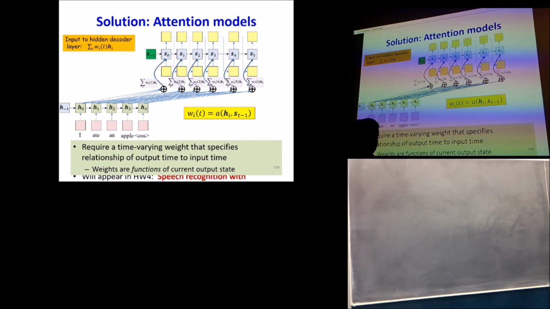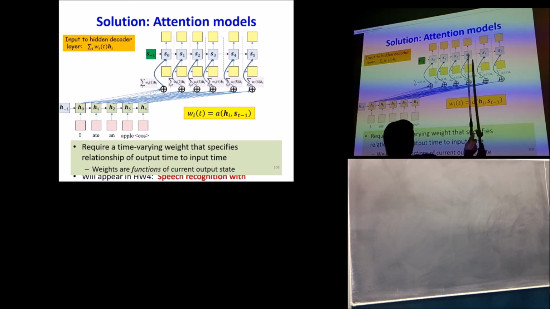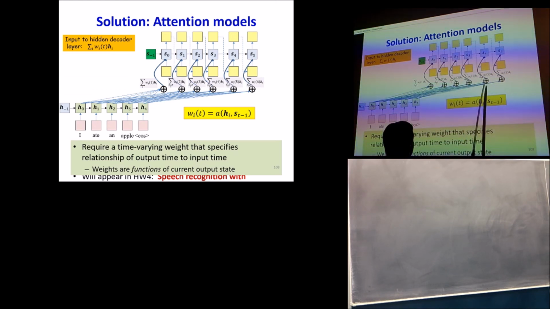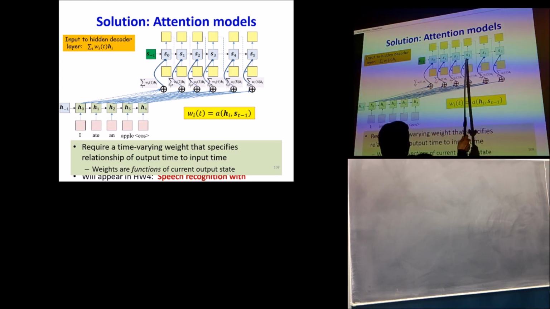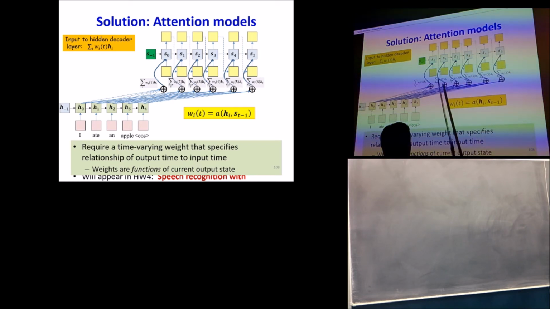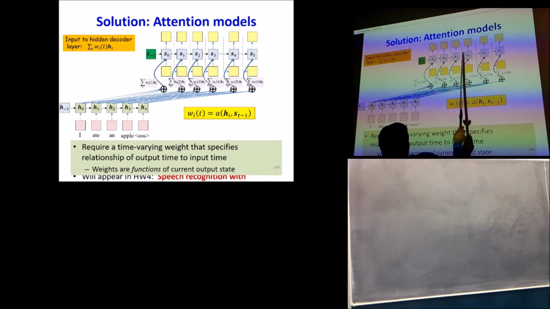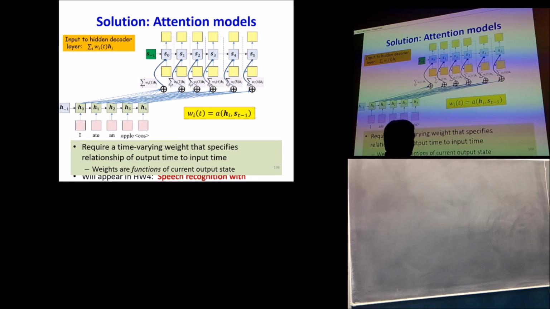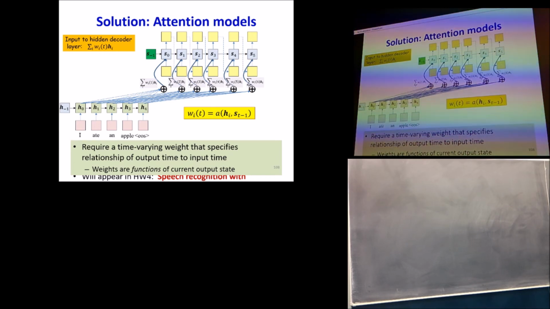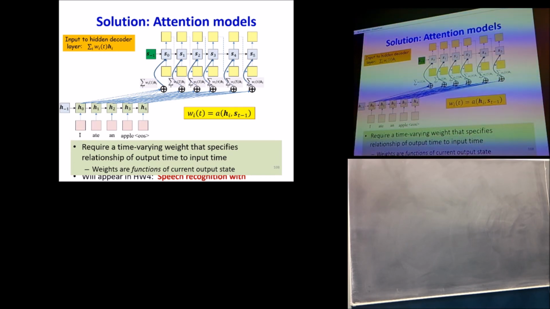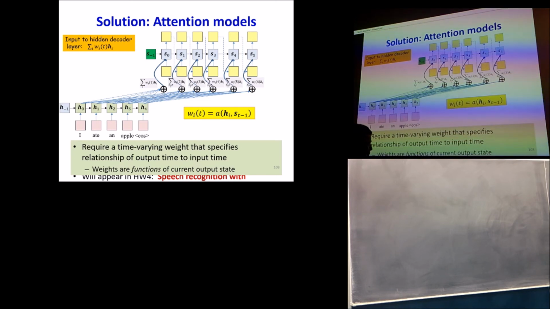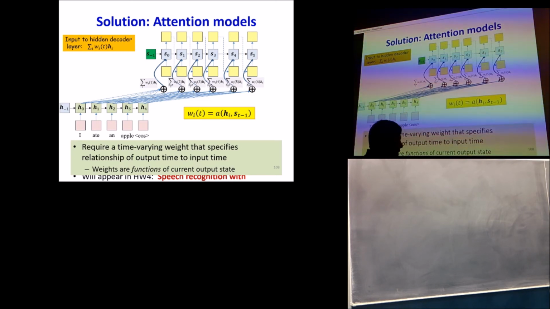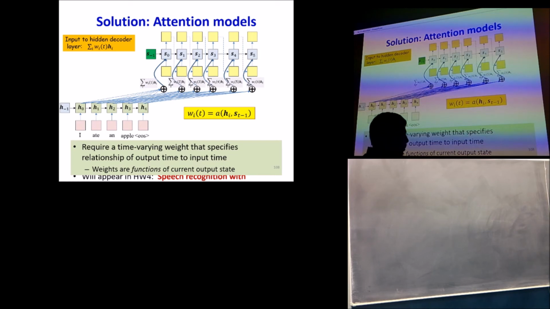Or for instance, if you want the weights with which to combine these at time t equals 4, to produce the output at time t equals 4, then these weights are going to be functions of what we already have, which is the state at this time. So you want a time varying weight that specifies the relationship of output time to input time, but the weights are functions of the current output state.